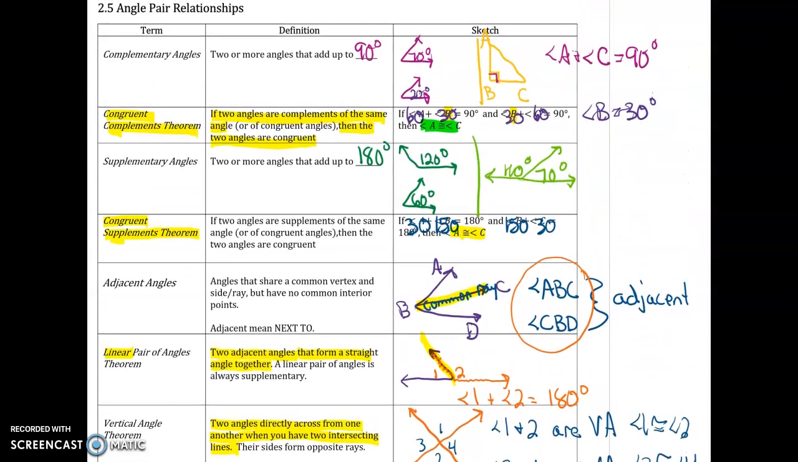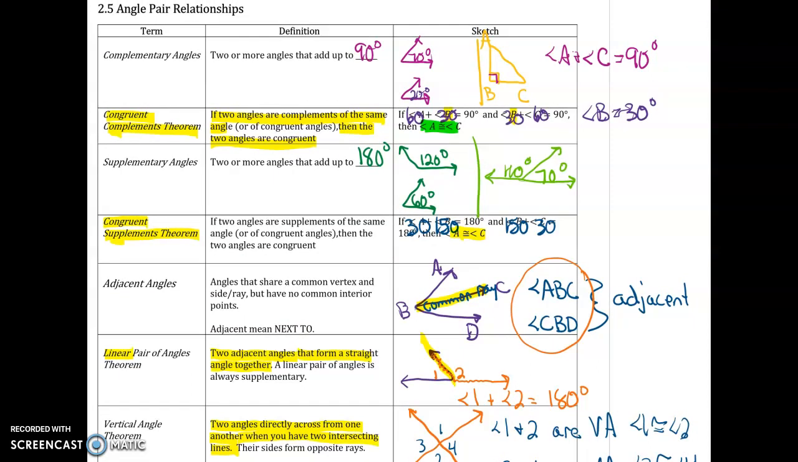So we've got complementary angles, they add up to 90. Supplementary angles, put a 90 here. Supplementary angles add up to 180.